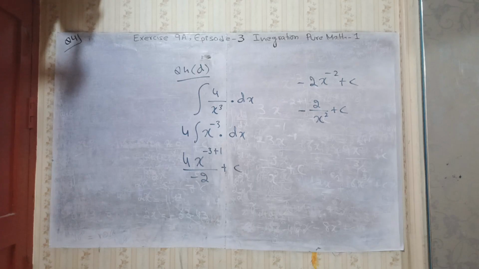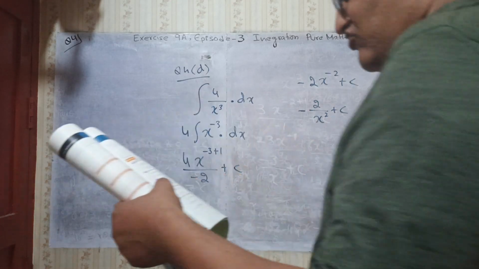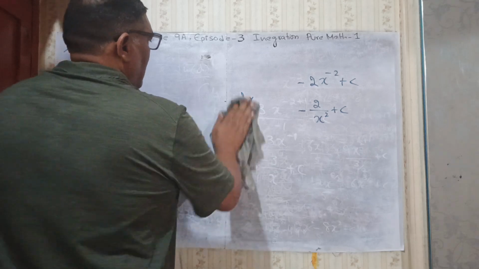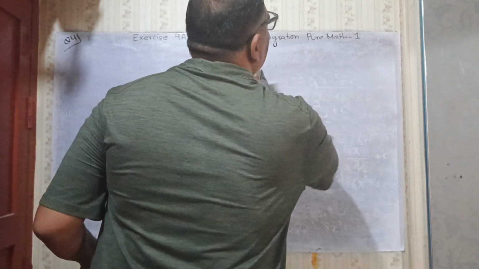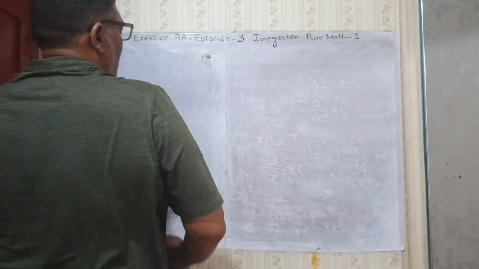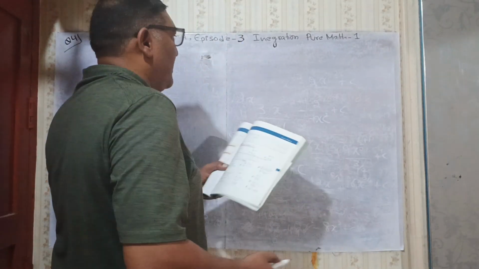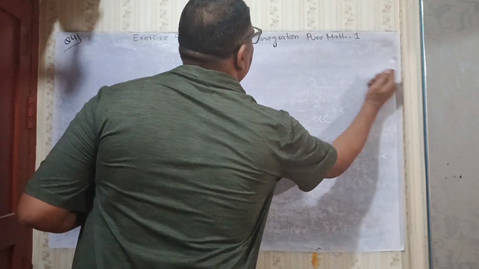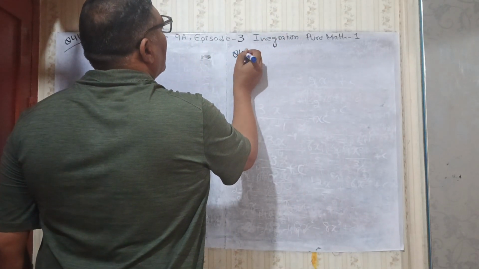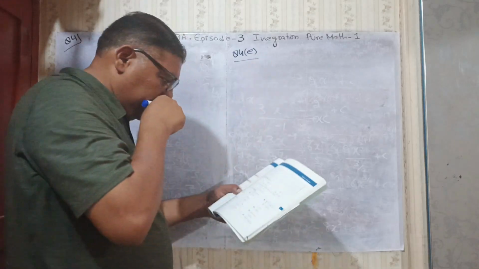So this is question number 4 and the D part on your screen. Let's go to the next one, question number 4, and its E part. Now we are going to work on question number 4 and its E part.